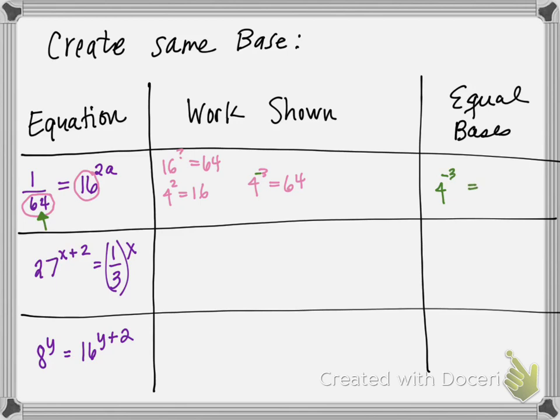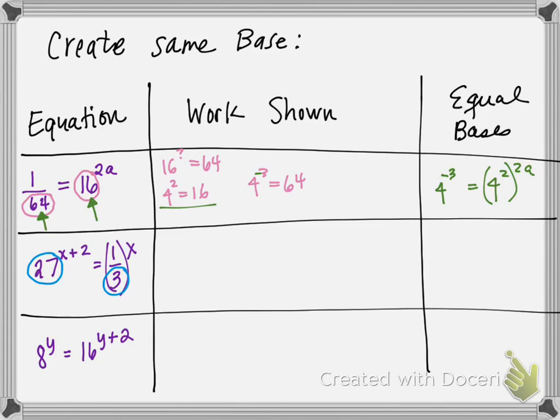And the right side, how do I get 16 using base 4? We said it's 4 squared, right? So 4 squared, and that's raised to the 2a power. So those are equal bases. In the next example, let's take a look at our base. We have 27 on the left side, and we have 3 on the right side.